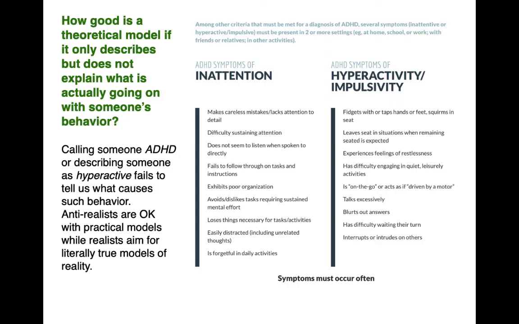How good is a theoretical model if it only describes, but does not explain what is actually going on with someone's behavior? For instance, calling someone ADHD or describing someone as hyperactive fails to tell us what causes such behavior. Anti-realists are okay with practical models like this, while realists aim for literally true models of reality.